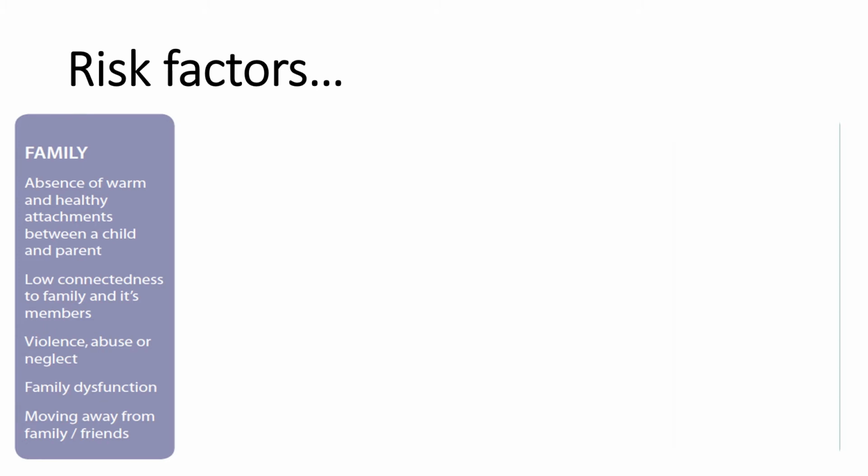Here we will look at some of the common risk factors which can hamper the resilience of children and young people. The family. Risks can exist within the family. These include an absence of warm and healthy attachments between child and parent, low connectedness and poor relationships with family members, violence, abuse or neglect, and family dysfunction, where there is a lack of routines, structure and predictability for the child or young person.